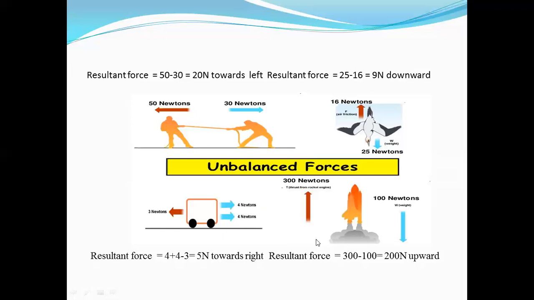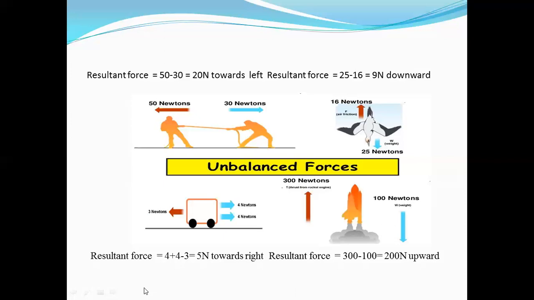The fourth example is the flight of the rocket. The weight of the rocket is 100 Newton acting in the downward direction, and the air resistance is acting in the upward direction, that is 300 Newton. How to find the resultant force? 300 minus 100, answer is 200 Newton. And the direction of the resultant force will be in the direction of the greater force. Greater force is the 300 Newton acting in the upward direction. Therefore, direction of resultant force is also upward.